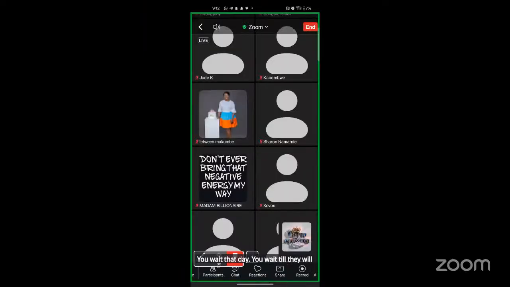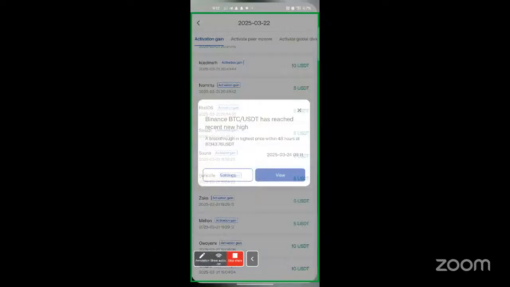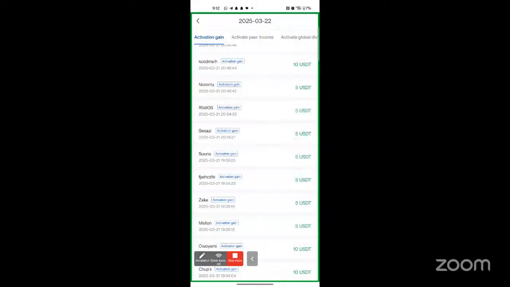It is there on Binance. You wait the day you will understand.